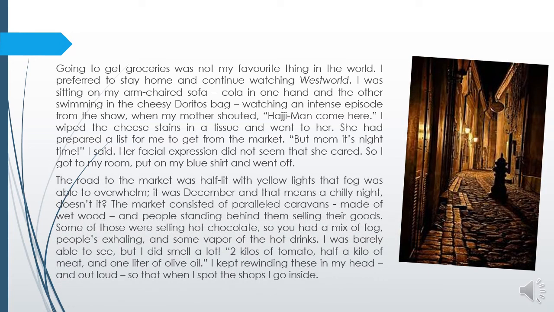The road to the market was half lit, with yellow lights that fog was able to overwhelm. It was December, so that means a chilly night, doesn't it? The market consists of paralleled caravans made of wet wood and people standing behind them selling their goods. Some of those were selling hot chocolate, so you had a mix of fog, people's exhaling, and some vapor of the hot drinks. I was barely able to see, but I did smell a lot.